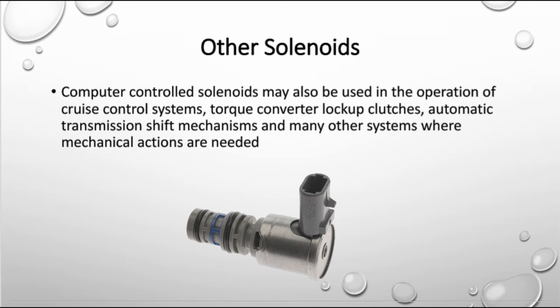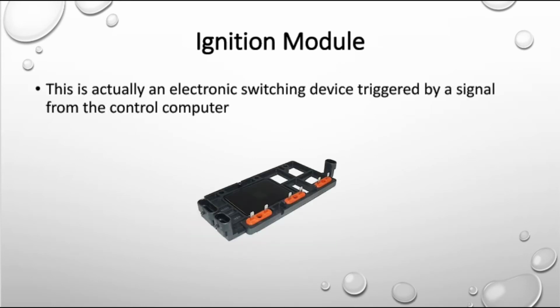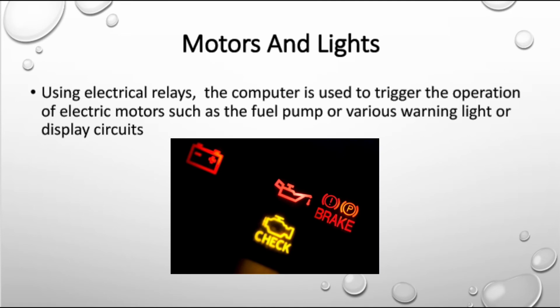Other solenoids. Computer-controlled solenoids may also be used in the operation of cruise control systems, torque converter lock-up clutches, automatic transmission shift mechanisms and many other systems where mechanical actions are needed. Ignition module. This is actually an electronic switching device triggered by a signal from the engine control module, or engine computer. Motors and lights. Using electrical relays, the computer is used to trigger the operation of electric motors, such as the fuel pump, or various warning lights or display circuits.